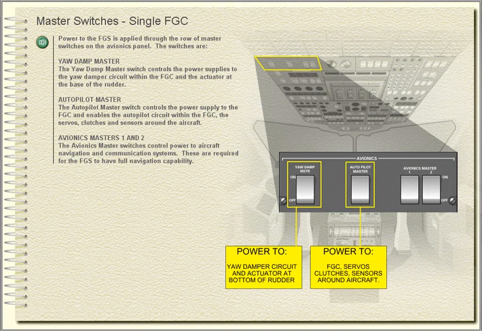Autopilot Master. The Autopilot Master switch controls the power supply to the FGC and enables the autopilot circuit within the FGC, the servos, clutches and sensors around the aircraft. Avionics Masters 1 and 2. The avionics master switches control power to aircraft navigation and communication systems. These are required for the FGS to have full navigation capability.